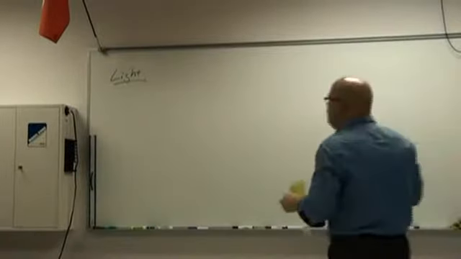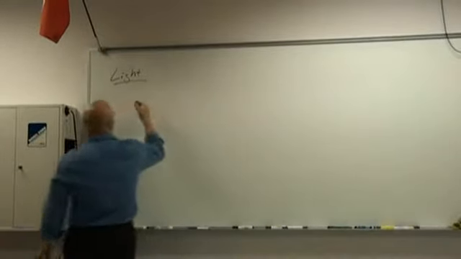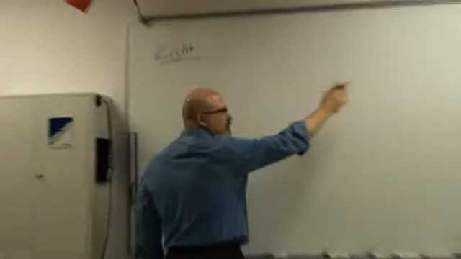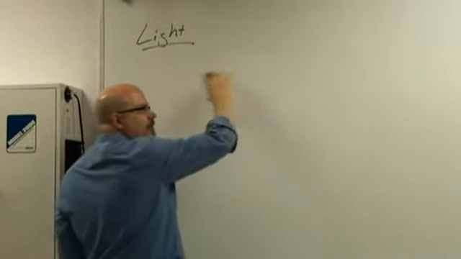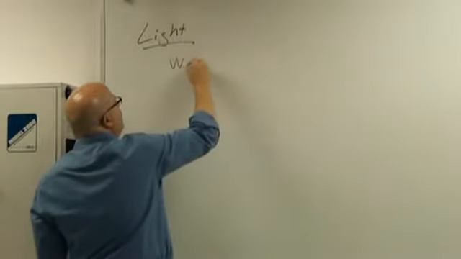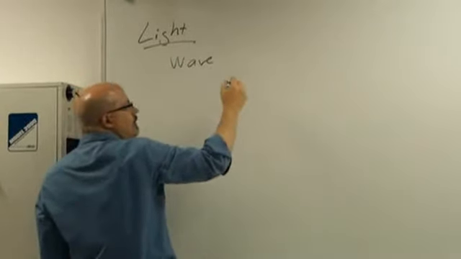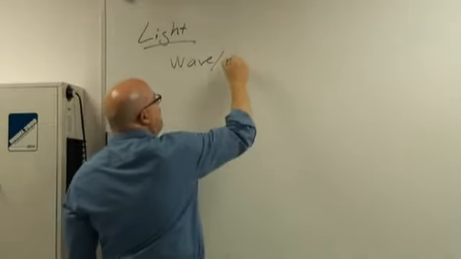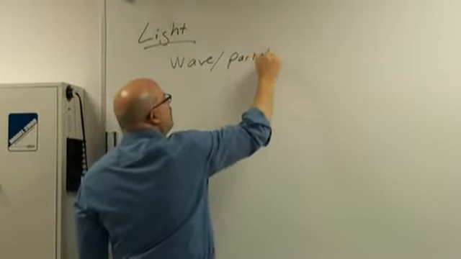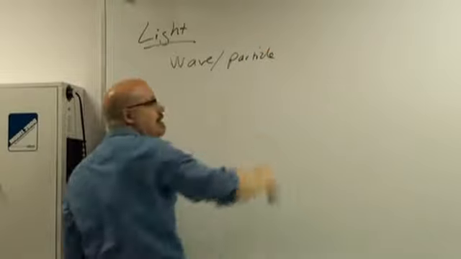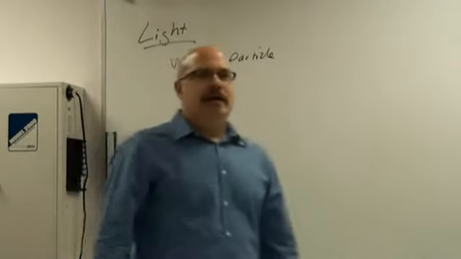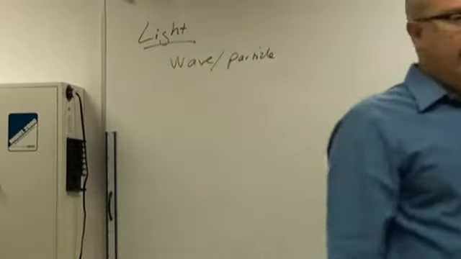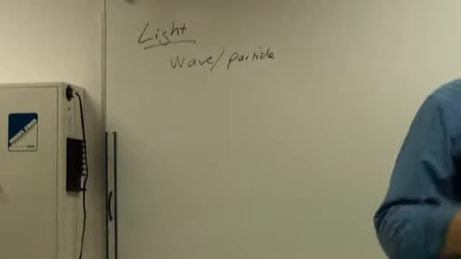Just as a background for light, don't forget, light is made up of waves. It is a wave. Actually, it is a wave/particle, which we will talk about when we get into modern physics in another week, which will be our last unit. This is our second to last unit.